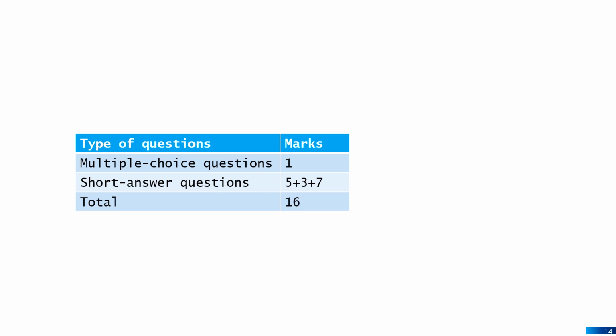One multiple choice question has 1 mark, and 3 short answer questions are worth 15 marks in this section. The overall score for this section is 16 points. With a total possible score of 130 points, the percentage for this section is 12.3% of the total score.